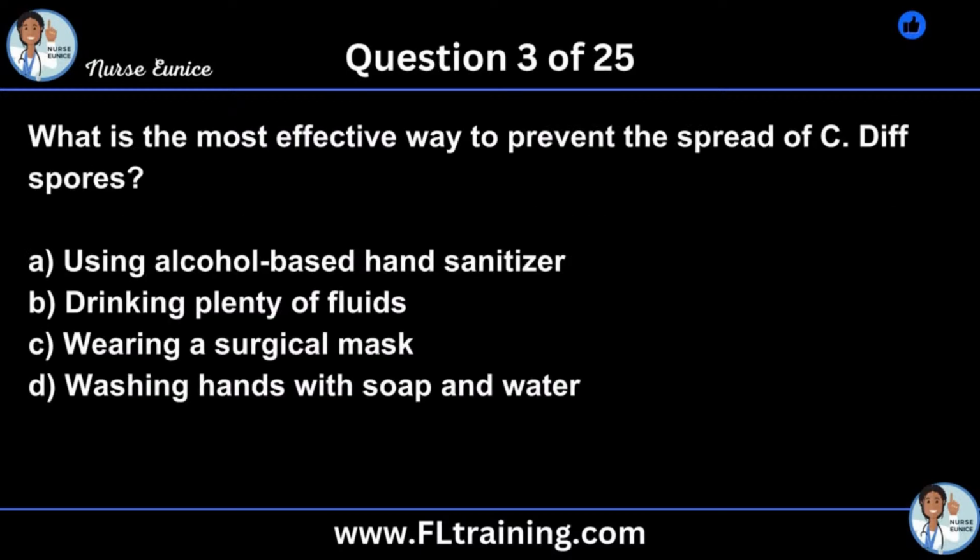What is the most effective way to prevent the spread of C. diff spores? A, using alcohol-based hand sanitizer. B, drinking plenty of fluids. C, wearing a surgical mask. Or D, washing hands with soap and water. And I know every one of you will get this answer correct. So we'll reveal the answer in 5 seconds.